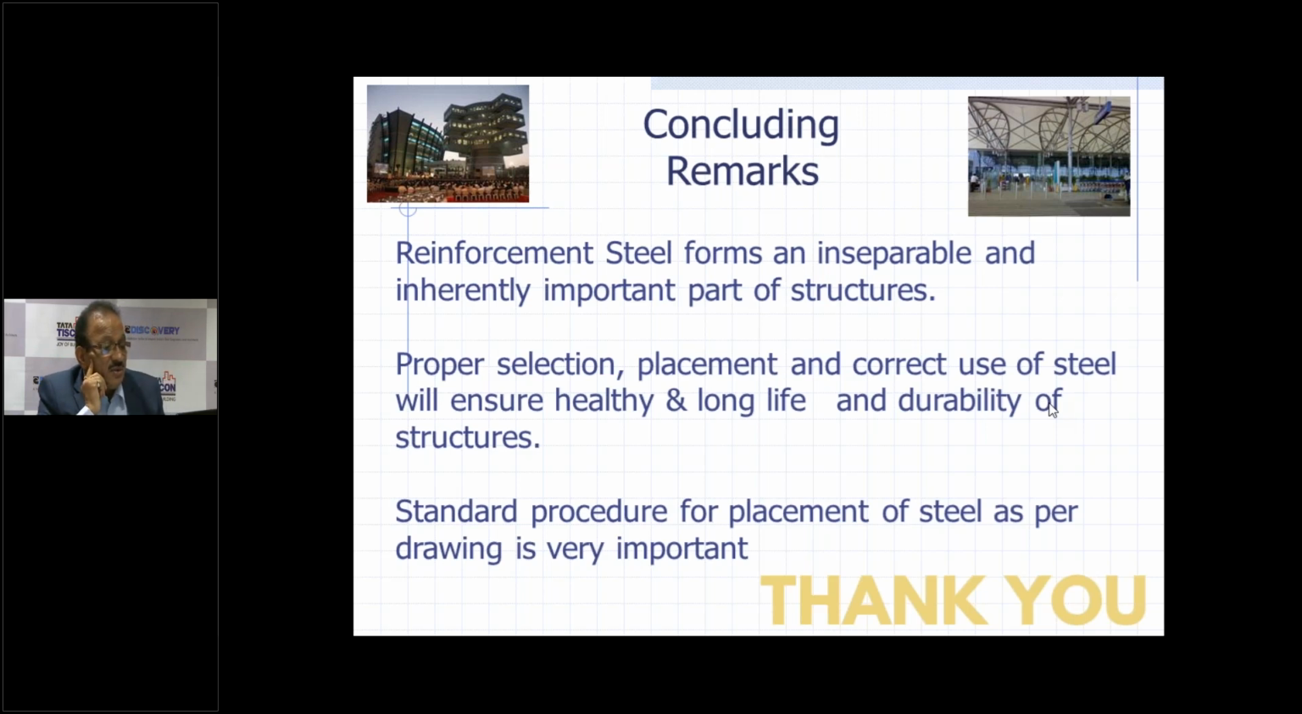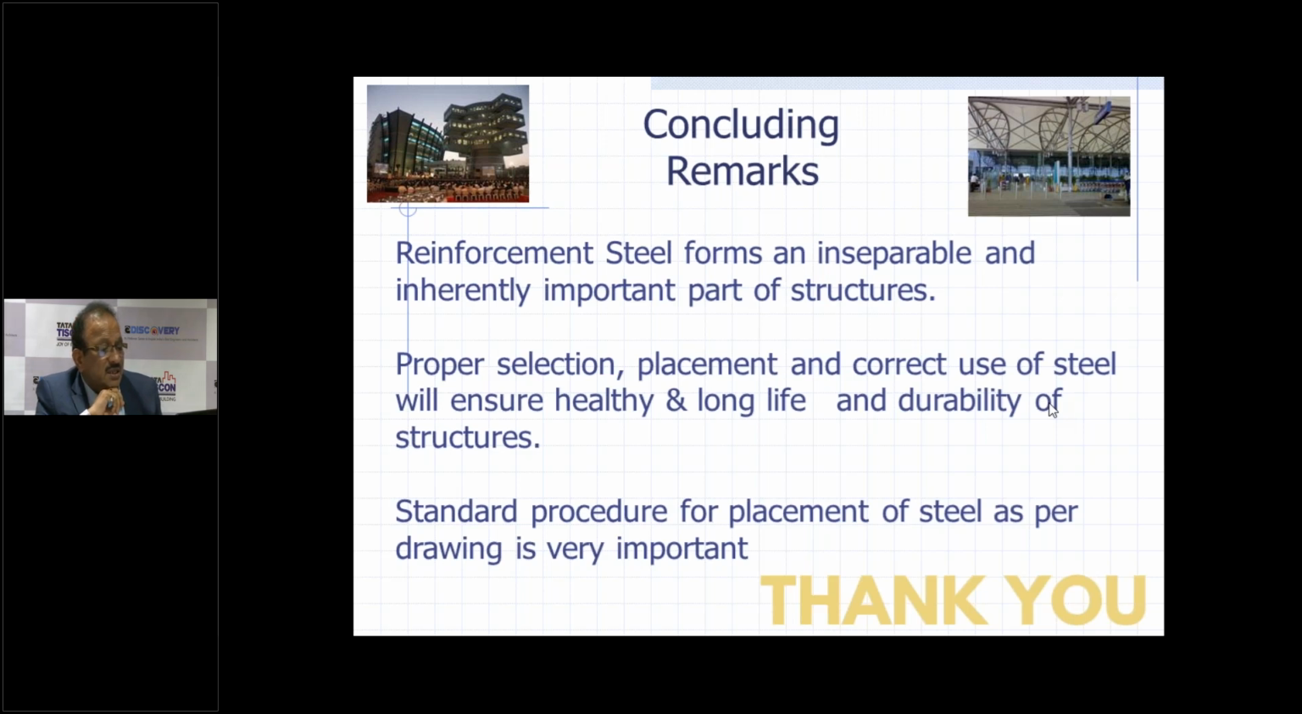Can I use cover block in columns and beams? Deepesh Saxena, which kind of cover block are you talking about? I don't know. But you have to use cover block because you have to provide cover to the steel both in columns and beams.